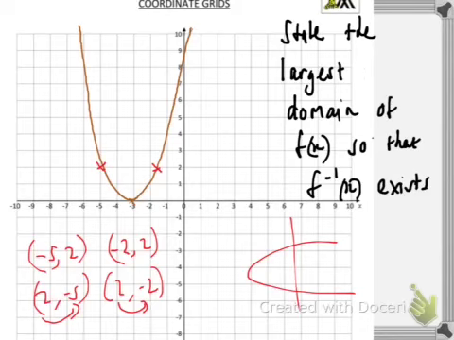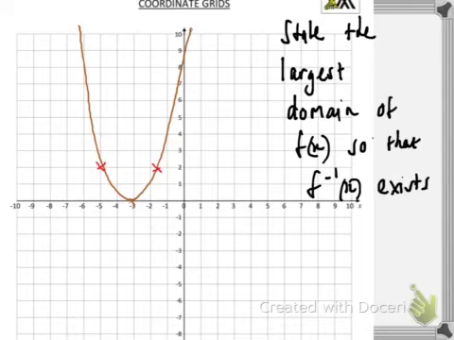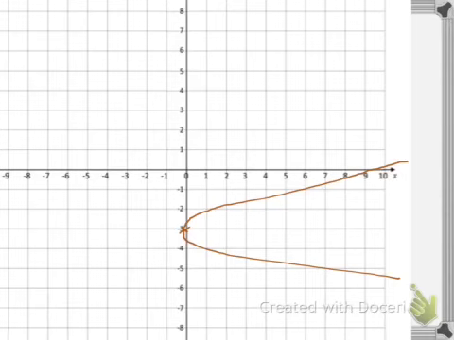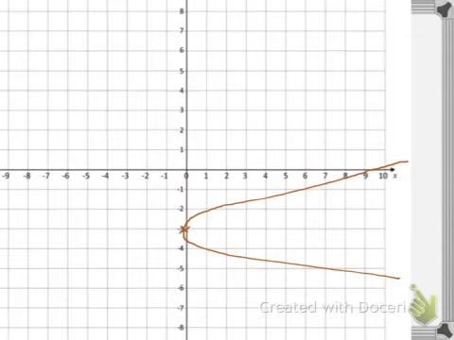So let's revisit the question. State the largest domain of the original function so that f⁻¹ exists. In its current form, it doesn't have an inverse function. It has an inverse, but it's not a function. I'll show you what I mean. There it is. Contrast them. Original, inverse. As you can see, the inverse is not a function. It does not pass our vertical line test. If we put a vertical line down, it crosses it twice, so it's not a function.